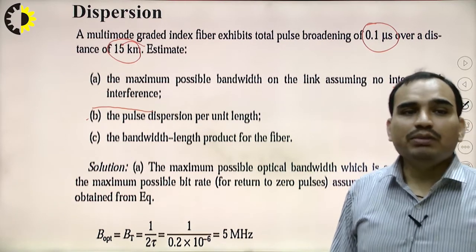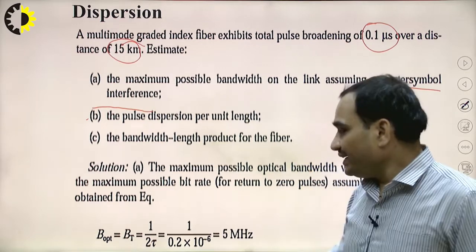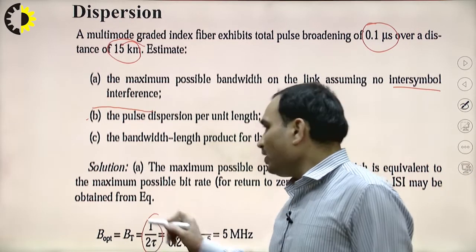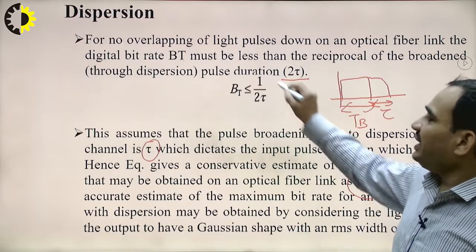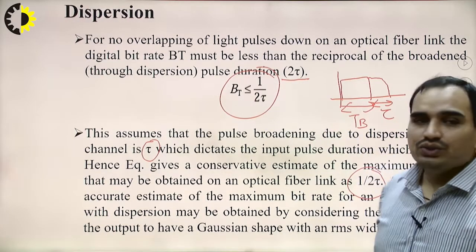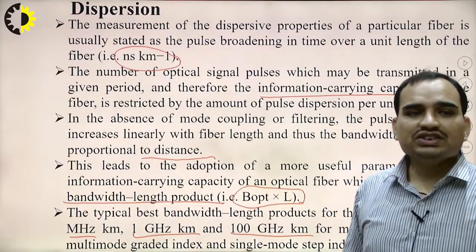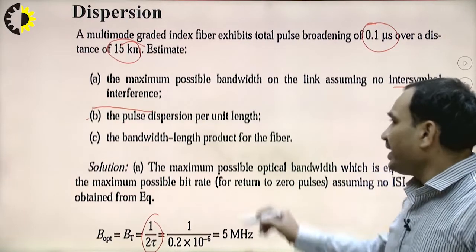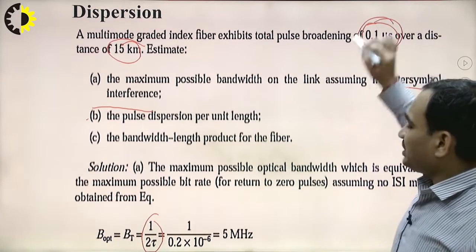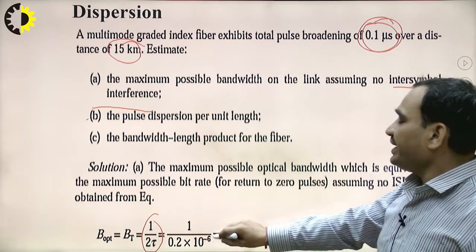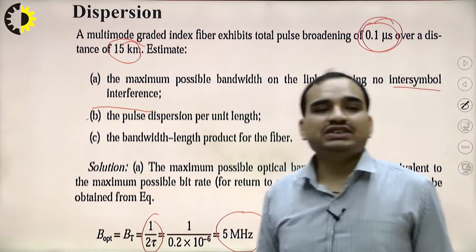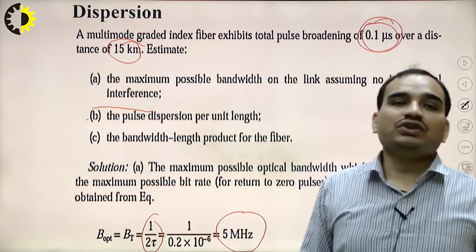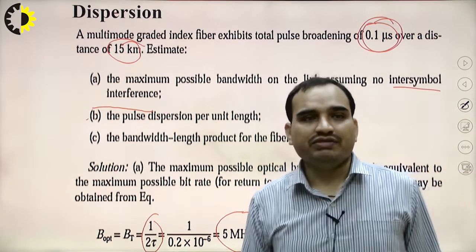The maximum possible bandwidth can be calculated as 1 by 2 tau, as we have discussed in the previous slide. Using this formula and substituting the value of 0.1 microsecond, 2 multiplied by 0.1 gives 0.2 into 10 to the power minus 6. So, we are getting 5 megahertz for the possible optical bandwidth.